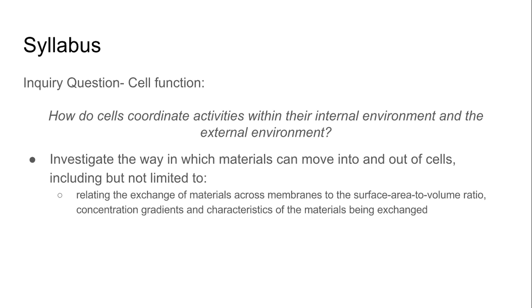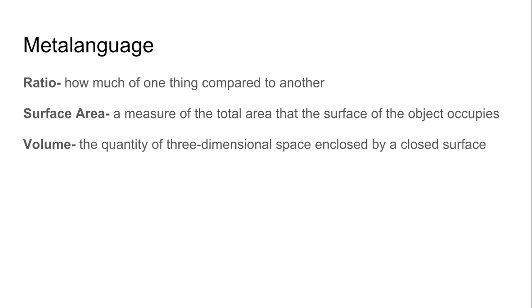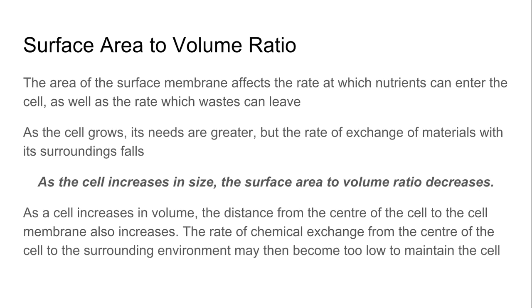So again, we're looking at this inquiry question of how do cells coordinate activities within their external environment. Just a little bit of meta language for this video. We've got a ratio and we talk about how much we have of one thing in comparison to another. We then talk about surface area, which is a measure of the total area that the surface of the object occupies. And then we have the volume, which is the quantity of three-dimensional space enclosed by a closed surface.